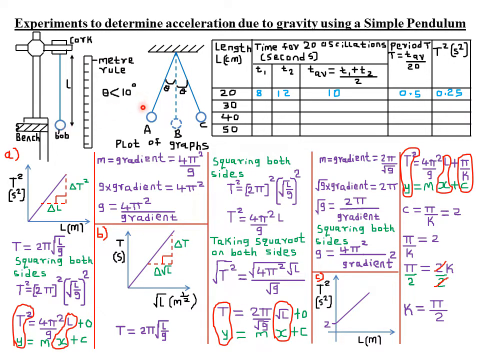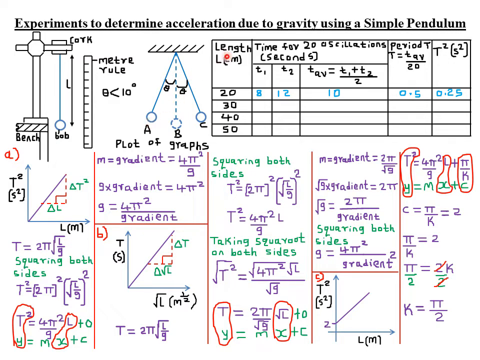So we talk of one complete oscillation if our bulb moves from point A to point C and back to point A. So when the bulb swings from point A to point C and back to point A, that is when we count a complete oscillation, because from point A to point C, that is half an oscillation. From point C back to point A, that is another half an oscillation. So half an oscillation plus half an oscillation, you get one complete oscillation.